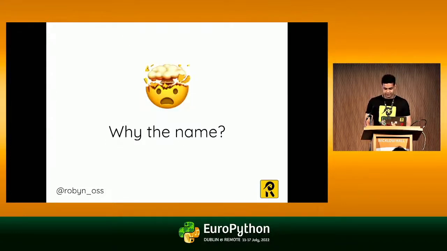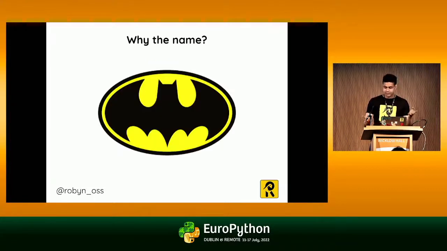But the most important question of the slide, why the name Robyn? Because if I take care of something called Robyn, I help it grow, and I help it develop, that automatically makes me Batman.